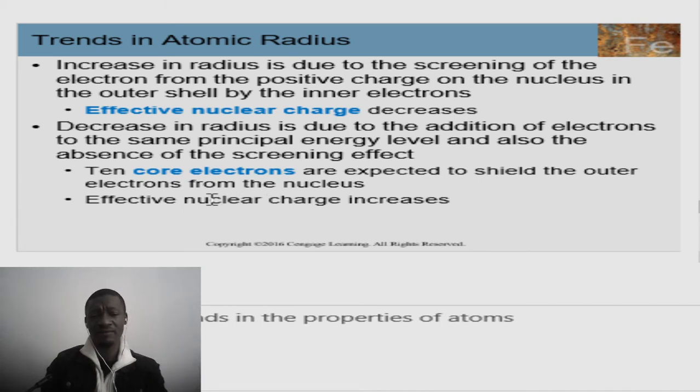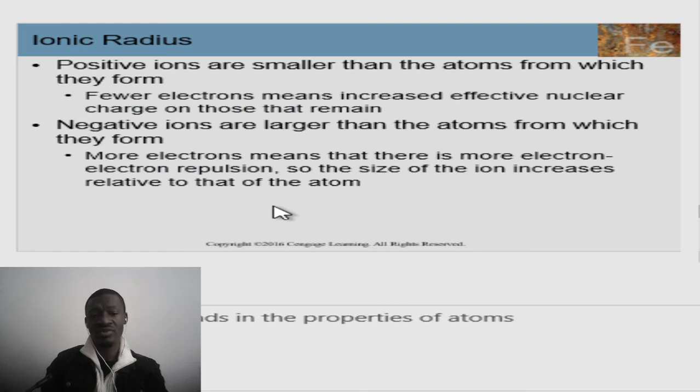So the effective nuclear charge increases on the basis of that further extension or shielding. So we have the ionic radius. Positive ions are smaller than the atoms from which they form. Simply put, we have positive ions, which are your cations, and the negative ones, which are your anions. So fewer electrons means increased effective nuclear charge on those that remain.